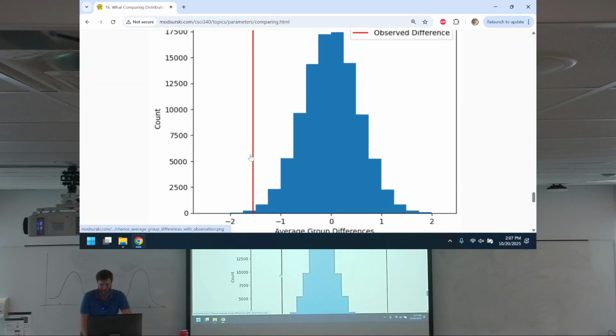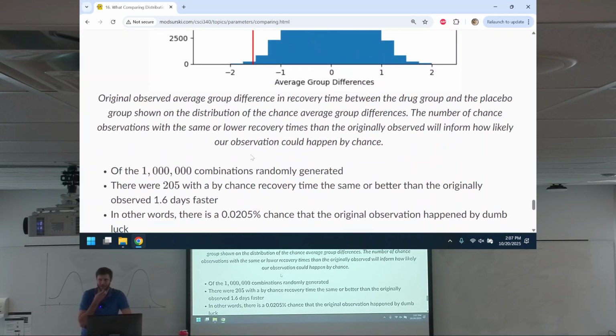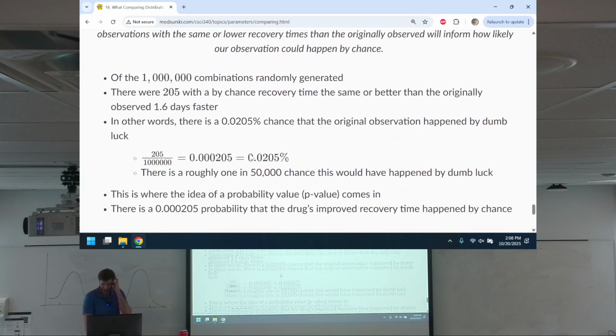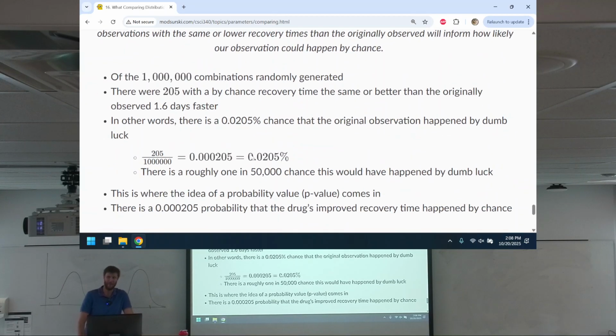Imagine it was here or something, right? If the p-value was something like 50% or something, then you would say, if the p-value is really high, what are the chances it happened by dumb luck? Oh, about 50% chance. Yeah, then the drug probably didn't have anything to do with the results, right? If half the time you'd get this with dumb luck, well then we can't trust those results. But something like 1 in 50,000, we're pretty happy with that.